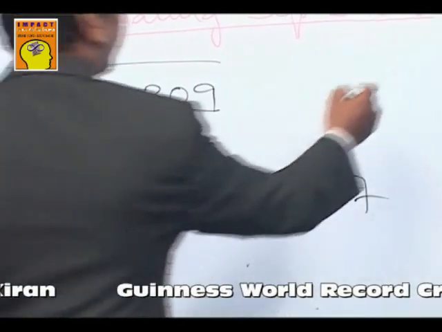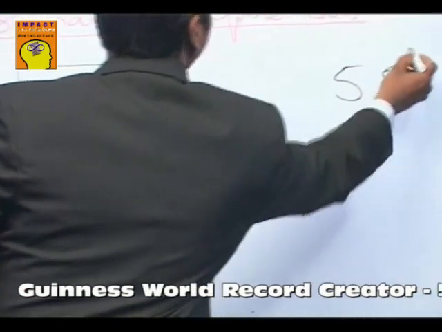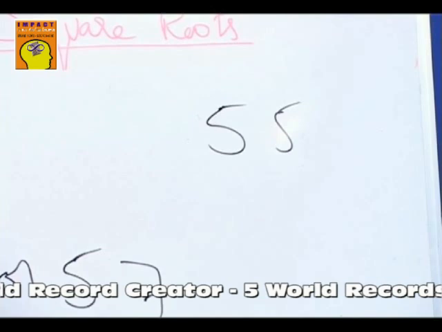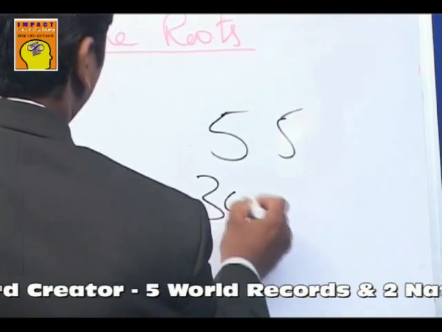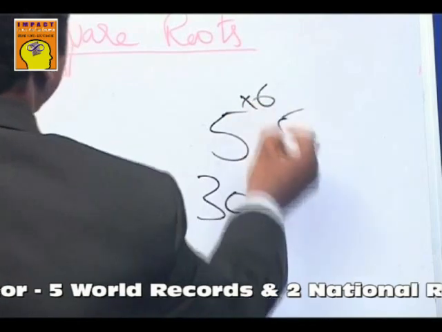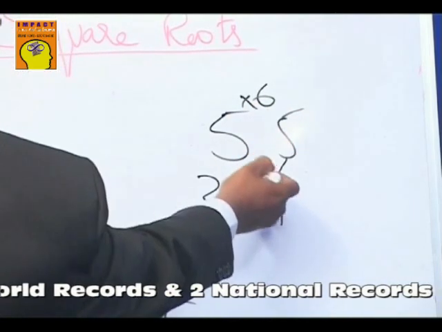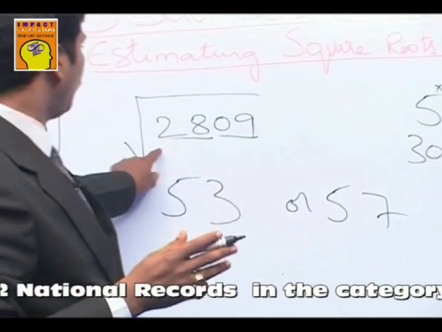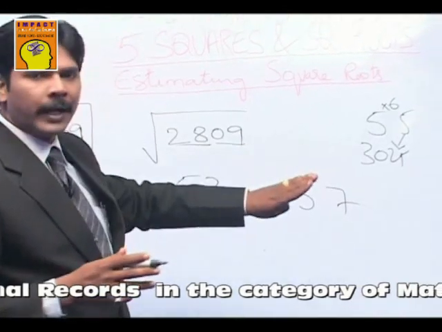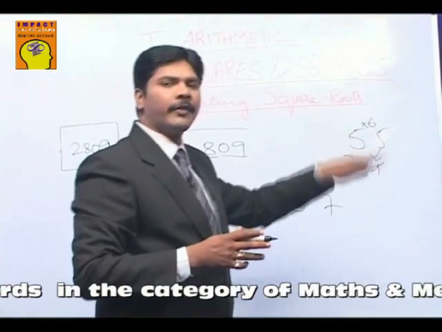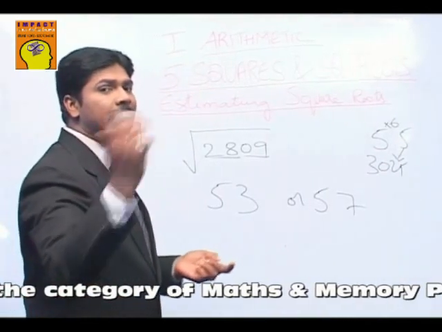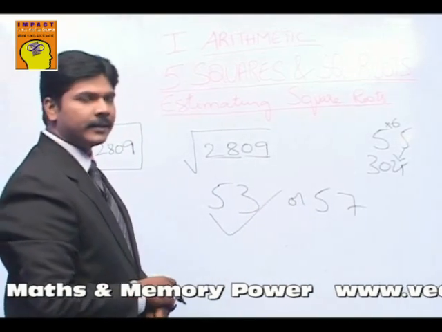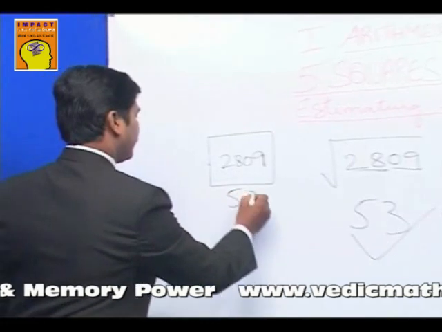Check out 55 squared. Why only 55 squared? Because there's a very simple technique to square numbers ending with 5. 55 squared is 3025. You know how? 5's next number 6, 5 times 6 is 30, and then 5 squared ends with 25. Now tell me using your logic, to get 2809, shall I multiply more than 55 or less than 55? Obviously it should be less than 55. So I guess the answer is 53. So the sides are 53.